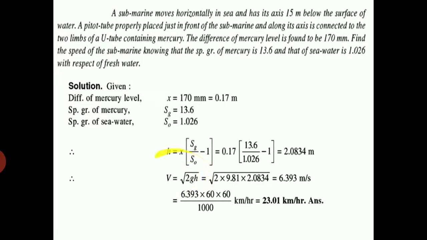Cv into under root 2gh. So in this numerical, Cv is not being given to us, therefore we are using the formula V is equal to under root 2gh, which is equal to under root 2 into 9.81 into 2.0834, which is equal to 6.393 meters per second.